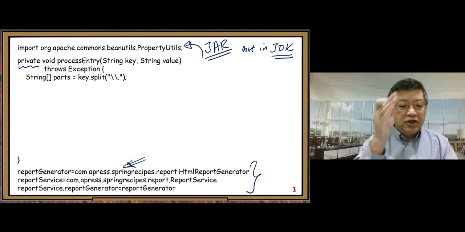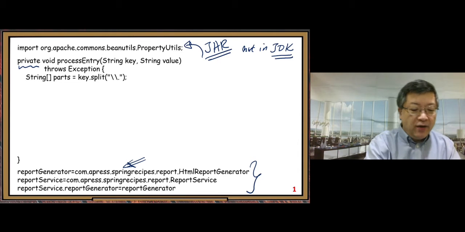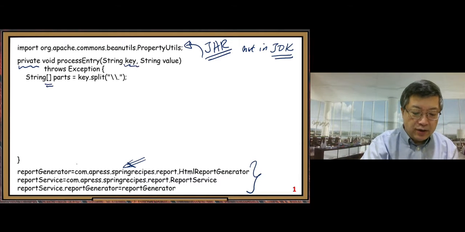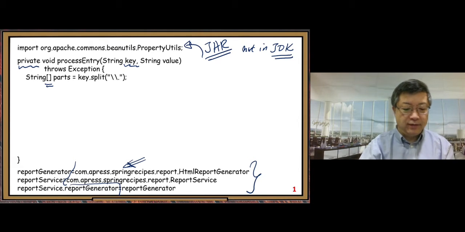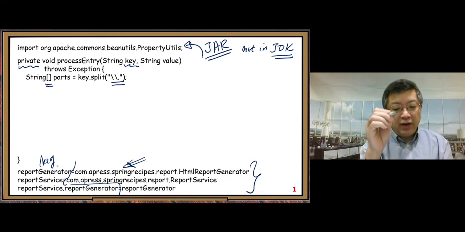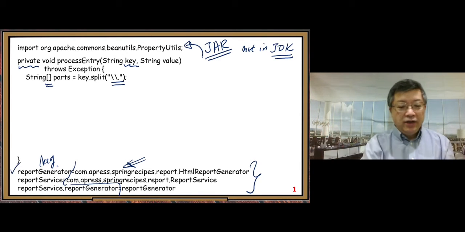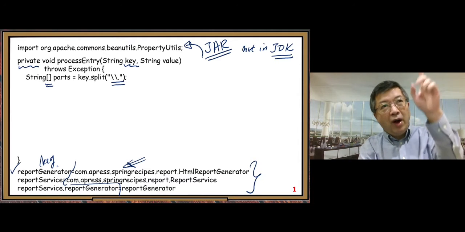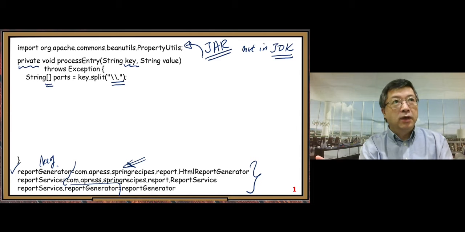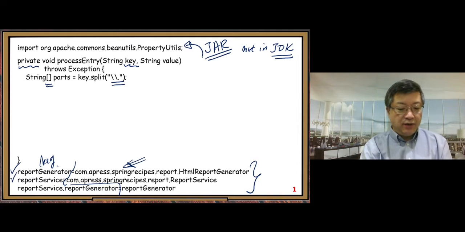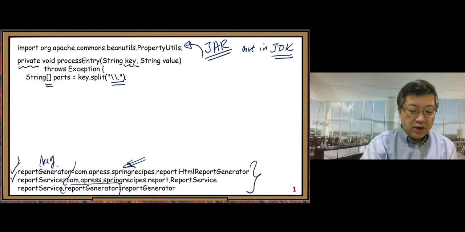Next, first split into a parts string array. We get a string from the key, that's the key part. For the key part, we use the dot character to split it. For the first key, there is no dot, right? So you only get a one element array because there is no dot character in it. The second also has no dot in the key. But the third one has a dot.